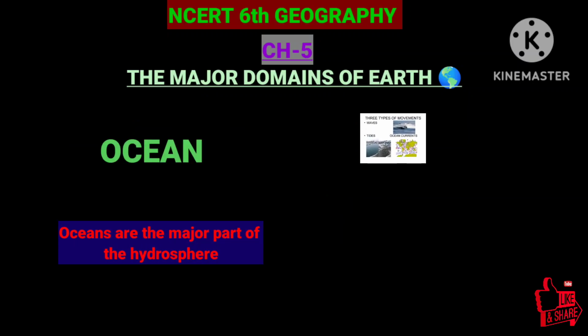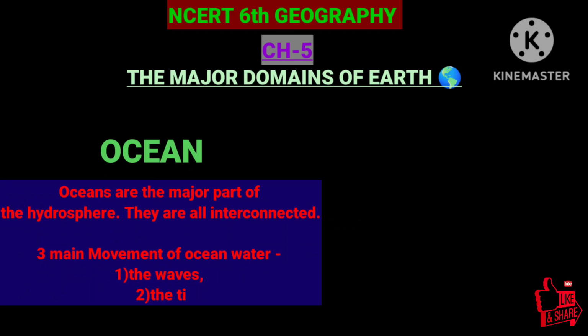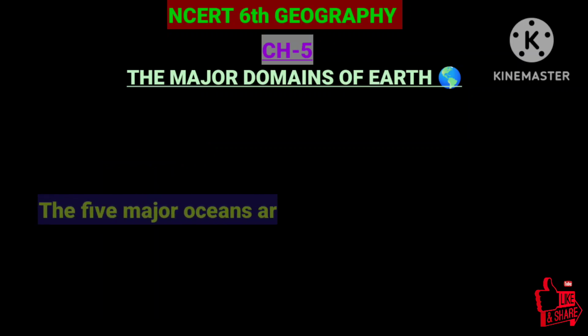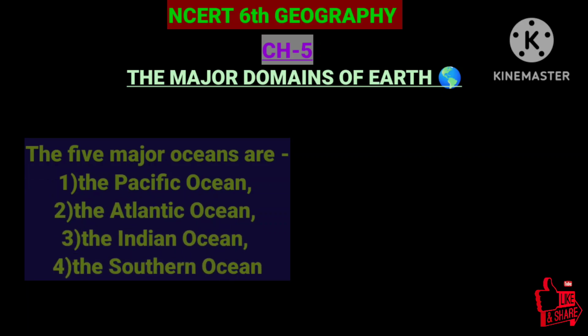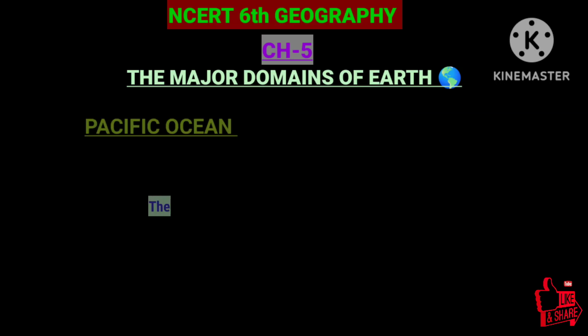What is the ocean? Oceans are the major part of the hydrosphere. They are all interconnected. The three main movements of ocean water are the waves, the tides, and the ocean currents. The five major oceans are the Pacific Ocean, the Atlantic Ocean, the Indian Ocean, the Southern Ocean, and the Arctic Ocean in order of their size.